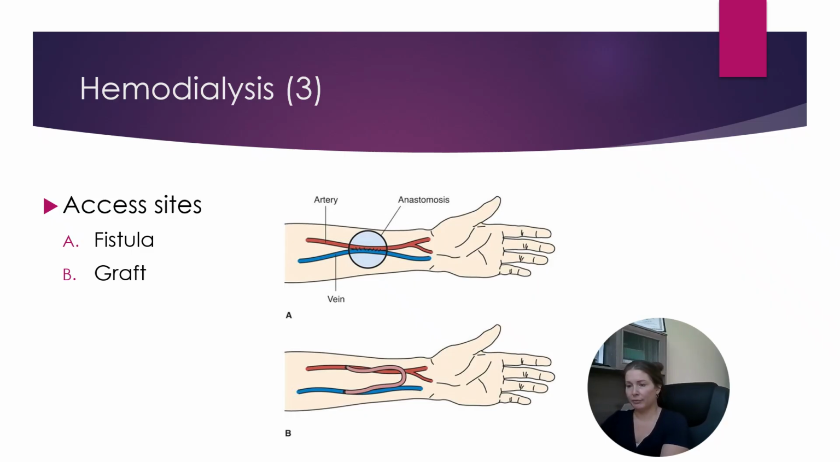The AV graft is going to be that synthetic tube. So this right here connects the artery and vein. It can be used sooner than a fistula, as little as 2 weeks. It's going to be a good option if your patient's veins are too small or they're just too weak. But the disadvantage is we have a higher risk of clotting, higher risk of infection, and it has a shorter lifespan, so about 1 to 2 years.